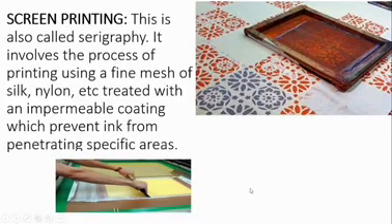The next is screen printing. What is screen printing? This is also called serigraphy. It involves the process of printing using a fine mesh of zinc nylon. It is treated with an impermeable coating which prevents ink from penetrating specific areas. Here is a good example of a zinc mesh screen. This is a screen. We call it a screen or mesh. This mesh is treated with some chemicals to prevent ink from getting into some areas you don't want the ink to get into, and then you create a design.